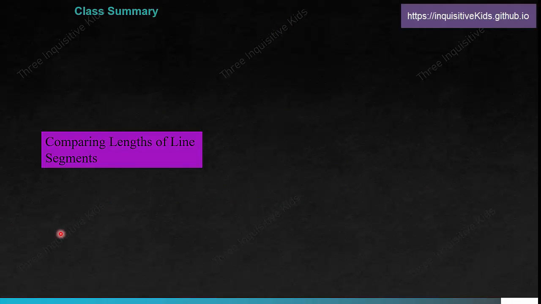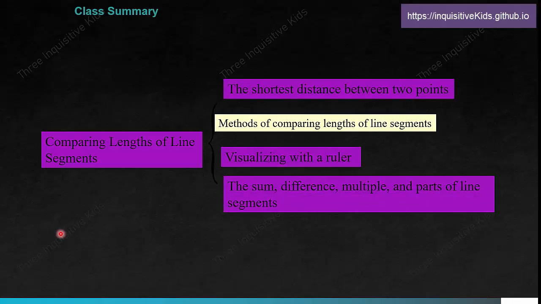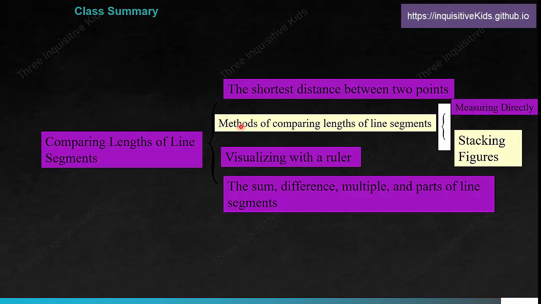So here's the class summary. We learned all about comparing lengths of line segments, and we learned about all 4 topics. So 1, the shortest distance between 2 points. The shortest distance between 2 points is the straight line segment going through them. There are also methods of comparing lengths of line segments. We learn about different methods, visualizing with a ruler, and the sum, difference, multiple, and parts of the line segment. And from the methods of comparing lengths of line segments, we learn all about measuring directly with a ruler and, when comparing, also by stacking figures.